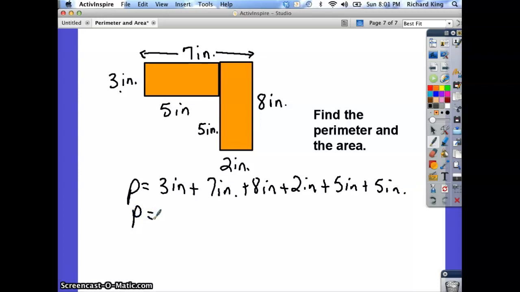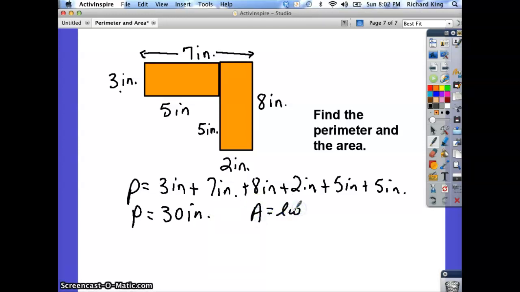So now let's add all this up. You have 3 plus 7 is 10, plus 8 is 18, plus 2 is 20, plus 5 is 25, plus 5 is 30. So our perimeter is 30 inches. Now the area. You actually have 2 rectangles together, so you'll end up finding the area of both rectangles and then just adding them together. So let's approach it like that.